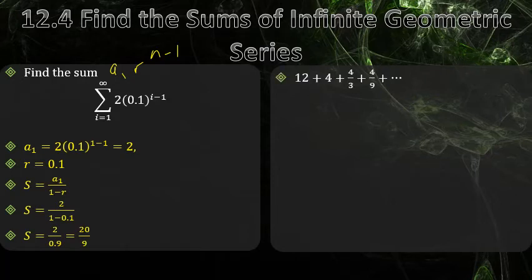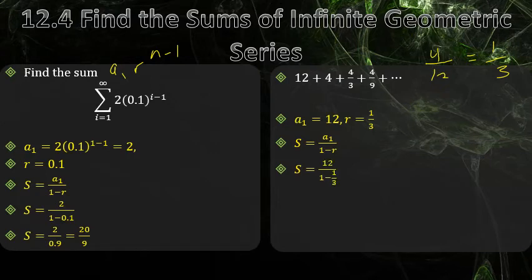How about this one? Well, the a1 is 12. What's the r? Looks like we're multiplying by 1/3, because 4 over 12 reduces to 1/3. So r is 1/3. Fill it into our formula, a1 over 1 minus r. a1 is 12, r is 1/3. So I have 12 over 2/3. Multiply by the reciprocal, so you'll have 12 times 3 over 2. And that gives you 18. Why? Because the 12 and the 2 cancel, leaving us 6. 6 times 3 is 18.